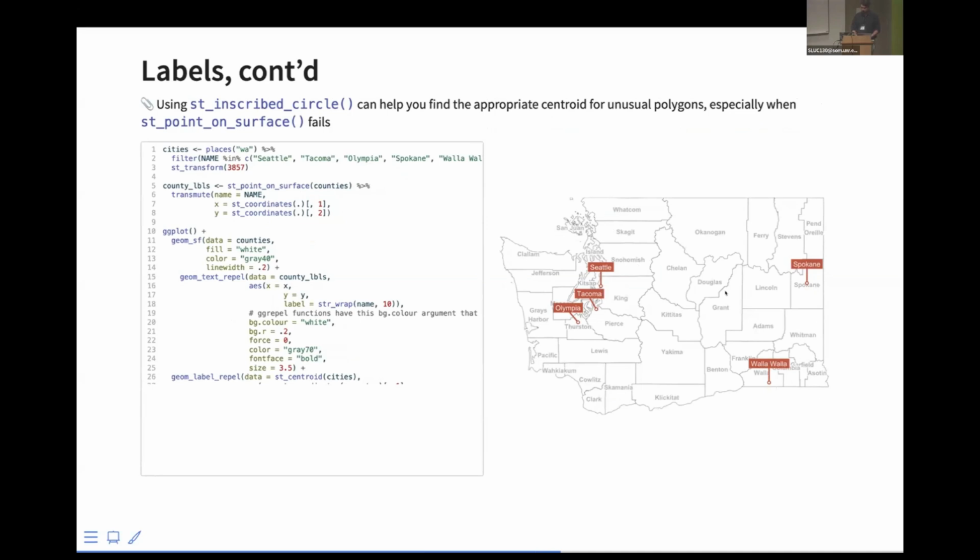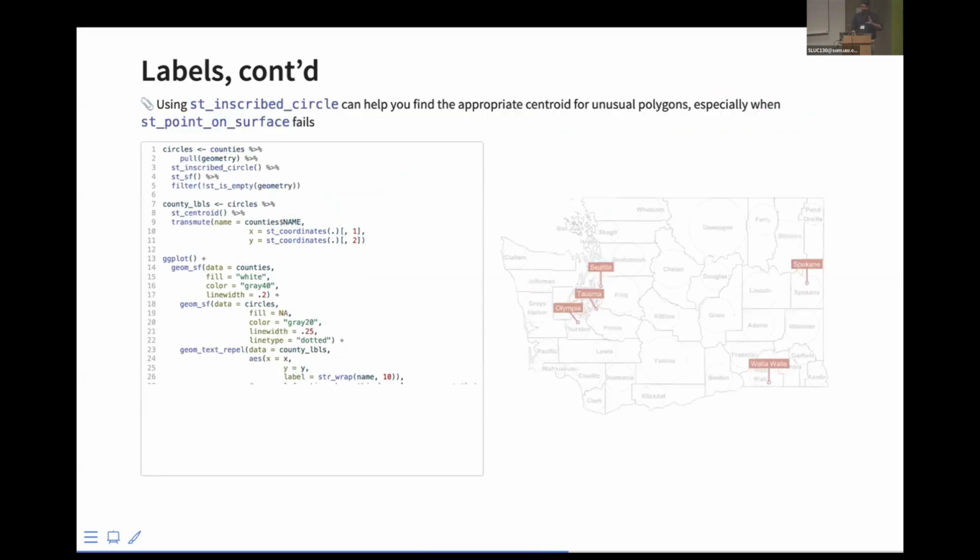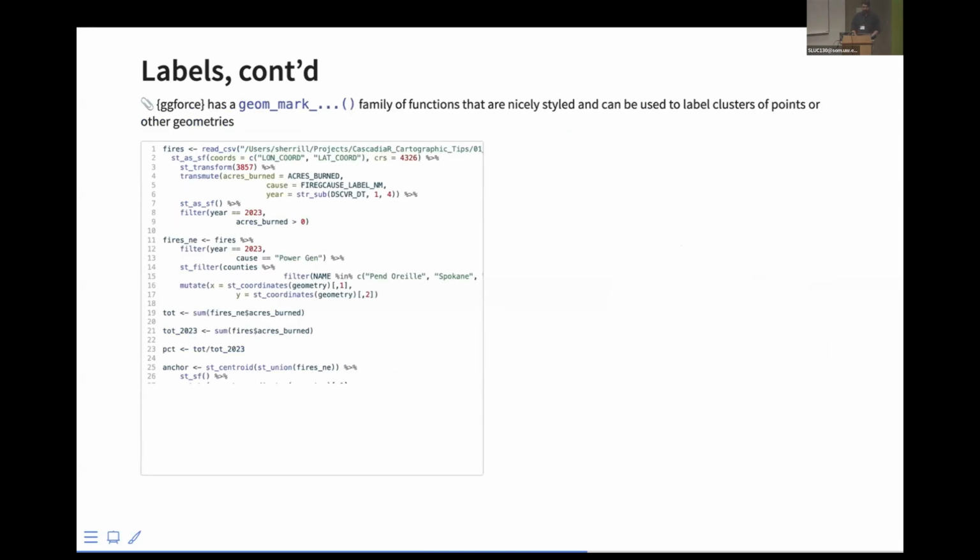But what is going on here is that you have unusual polygons. My trick for labeling those is to use the sf function st_inscribed_circle to find the best fit. As you can see, st_inscribed_circle finds the largest circle within your polygon, and you can use the centroid of that to label an unusually shaped polygon.